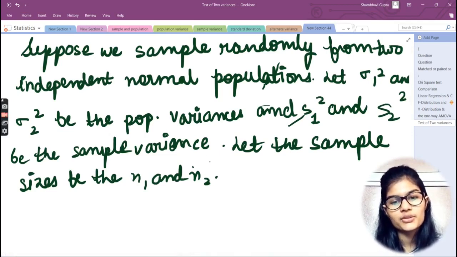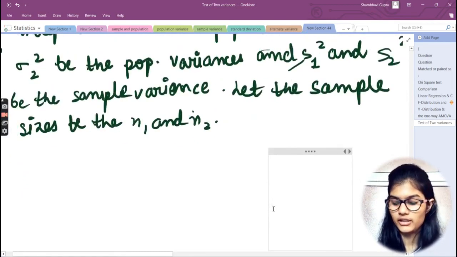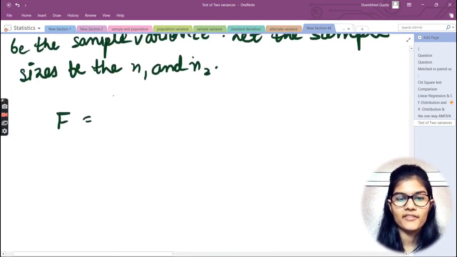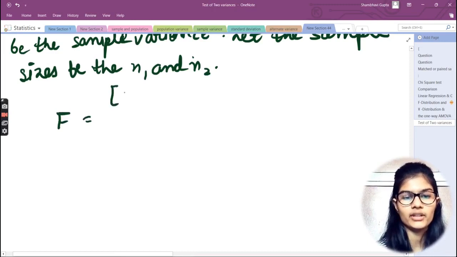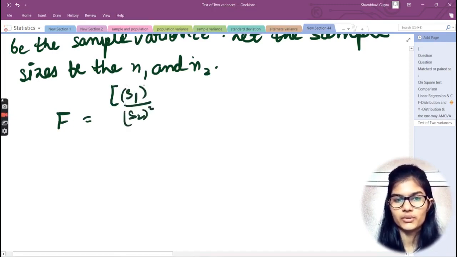So basically, we are interested in comparing the two sample variances. In that case, we're going to use the F ratio formula. Let me show you that F ratio. F is equal to, and we are having n1, S1 and S2. It goes S1 upon S2, whole square.